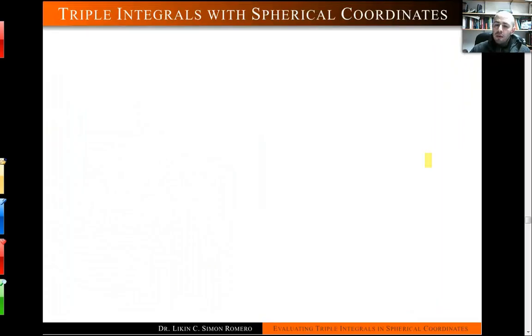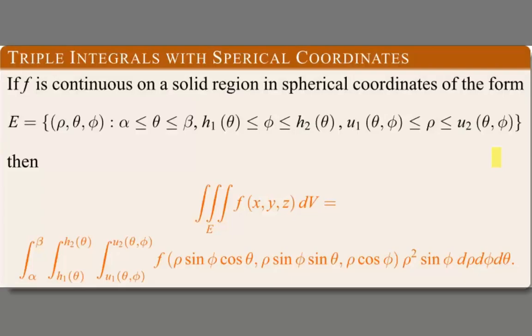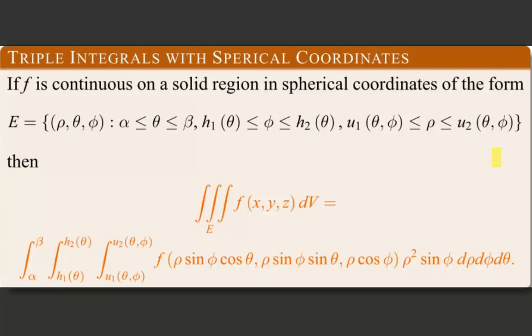One other thing that I want you to check out is triple integrals with spherical coordinates once your region is not a spherical wedge. So suppose now that theta moves between a number and a number, phi moves between two functions that depend on theta, and rho moves between two functions that depend on phi and theta. And this is usually the case for these particular regions.